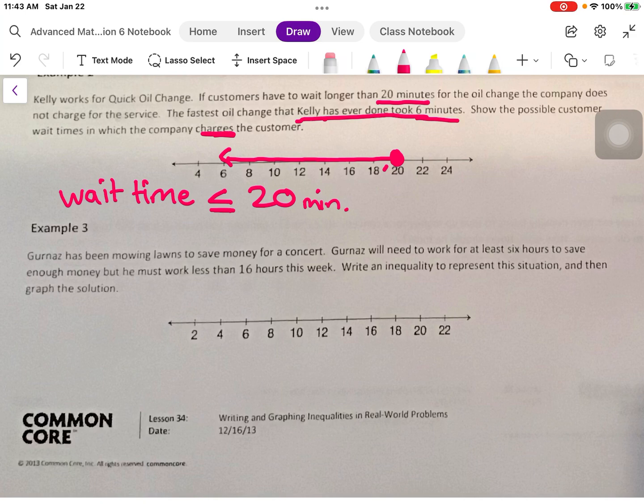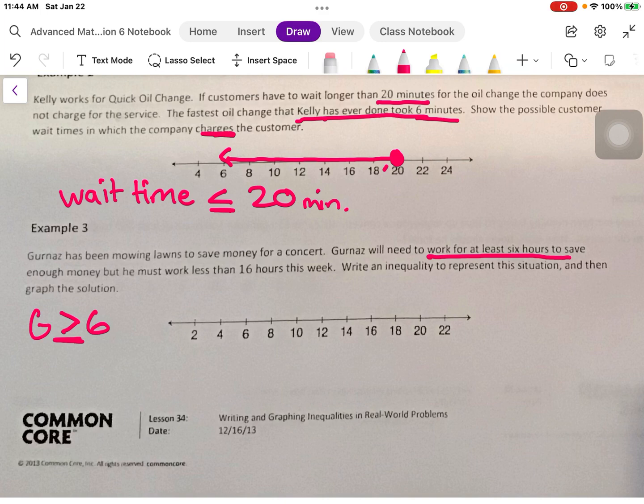Okay, so this one kind of sounds like I have 2 inequalities in there. He will need to work for at least 6 hours. All right, so here's Gurnaz. 6 hours, at least 6. He could work more than 6, but he has to work at least 6. So that is my first inequality statement.